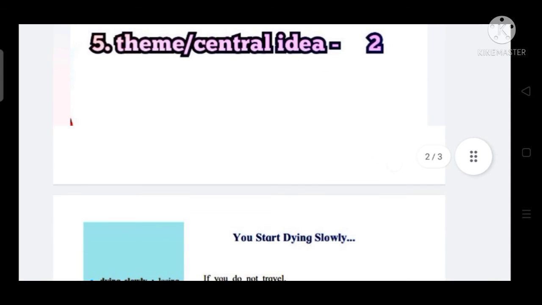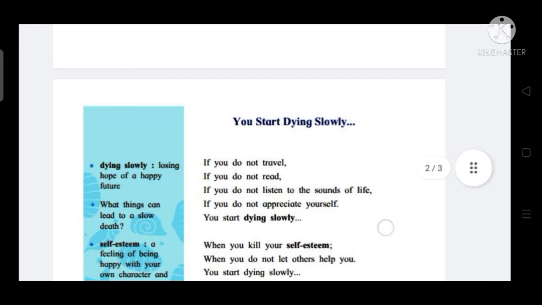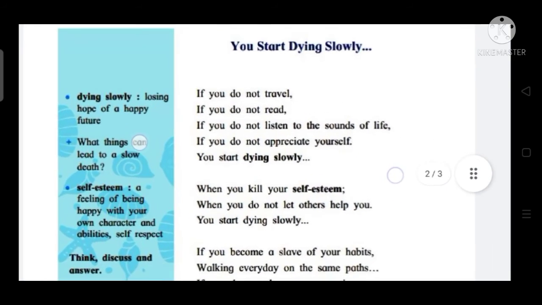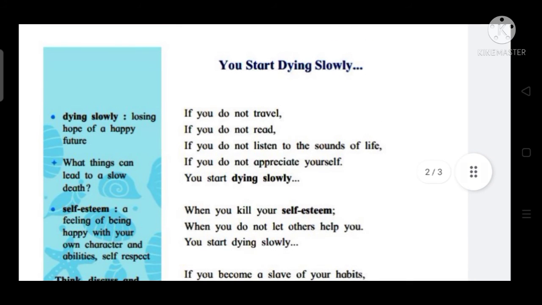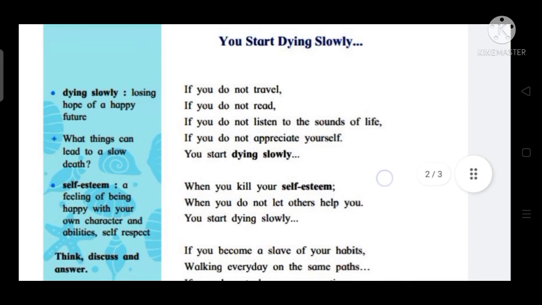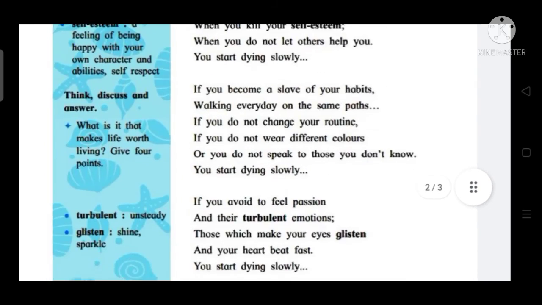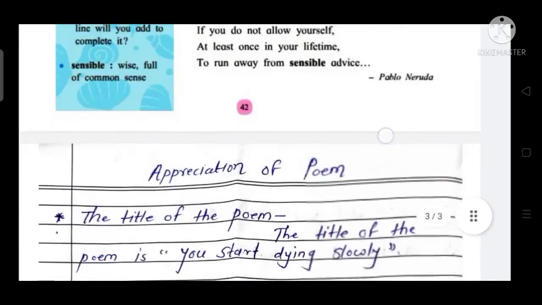See that we have a poem as an example. With the help of this poem we are going to discuss how to write the appreciation of the poem. You Start Dying Slowly. This is a poem and I have written the appreciation of the poem in my handwriting.